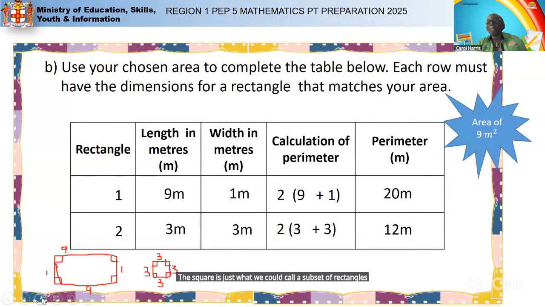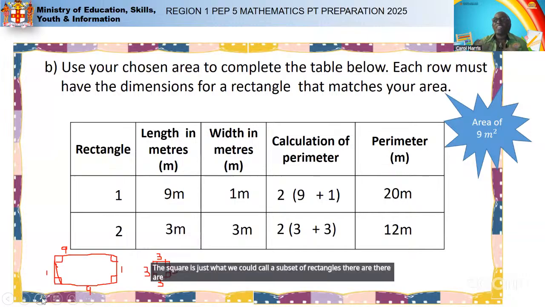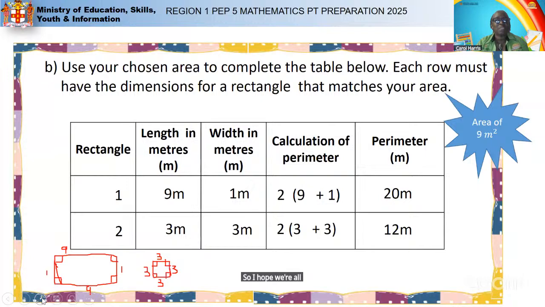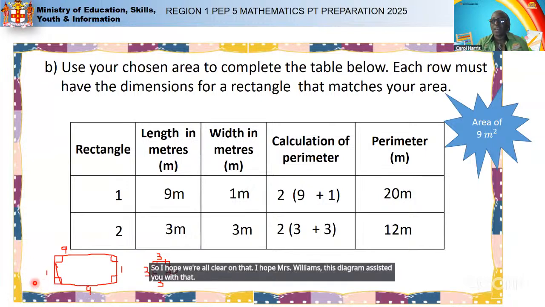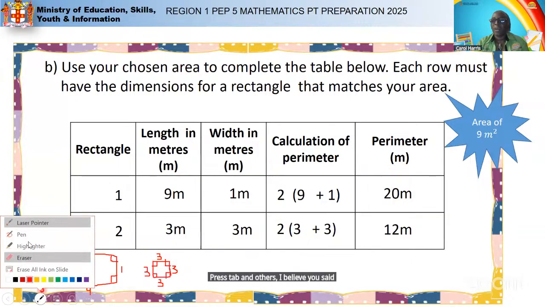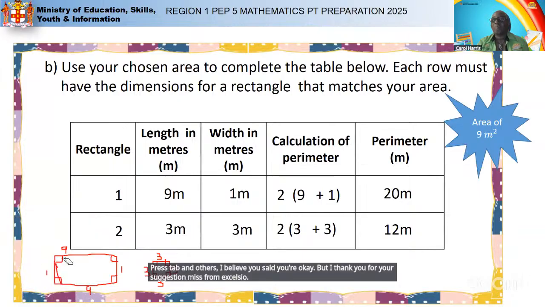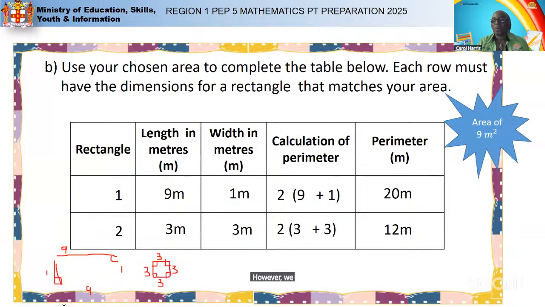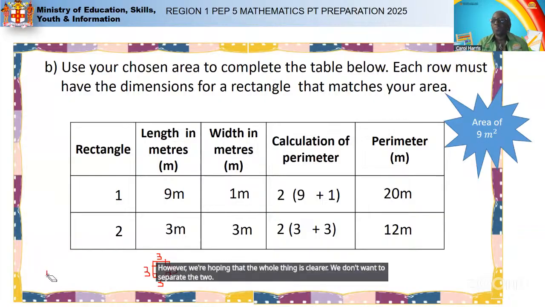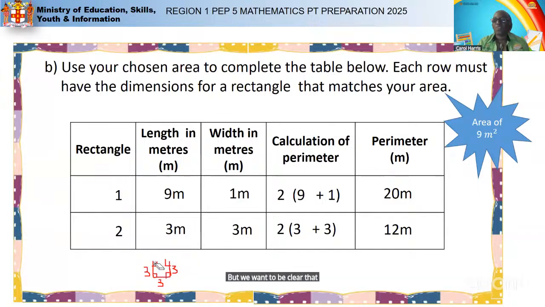The quadrilaterals have many interlocking relationships. So I hope we're all clear on that. I hope, Mrs. Williams, this diagram assisted you with that. Praise Tab and others, I believe you said you're okay. But I thank you for your suggestion, Miss, from Excelsior. However, we're hoping that the whole thing is clearer. We don't want to separate the two, but we want to be clear that a square is also a rectangle.